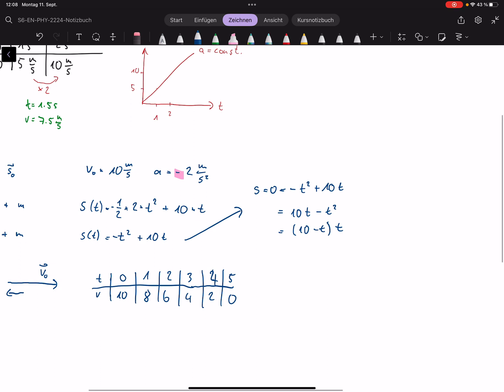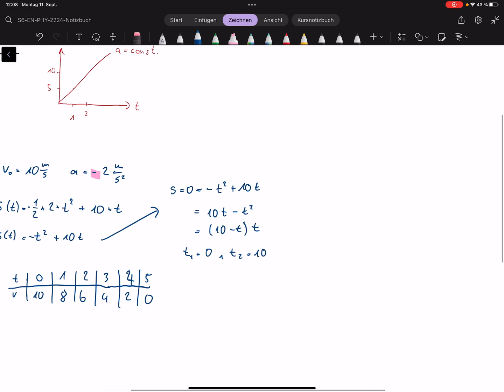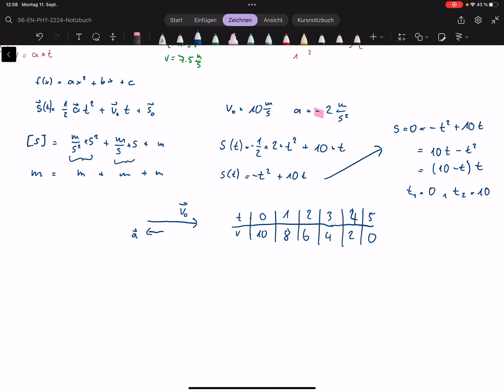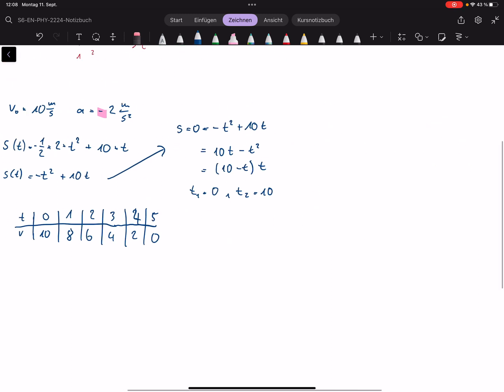And here we can see that this leads to t1 is 0 and t2 is 10. So we know that the distance of the object is 0 at 2 different points. We had the initial velocity and the acceleration given, but we still don't know what kind of movement we are talking about here.